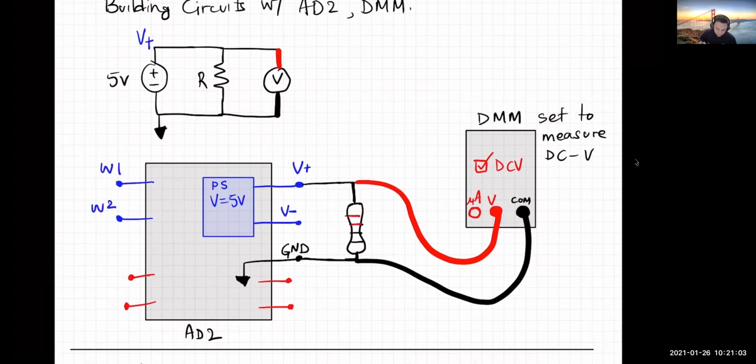Okay, so first of all, we need to figure out what you're going to use to generate the 5 volts, and the answer is the power supply unit. The power supply unit in the AD2, you will set that to output 5 volts and enable the output, and then you connect the V plus to the resistor, right? And then that's connected to ground. Okay, don't connect it back to V minus.